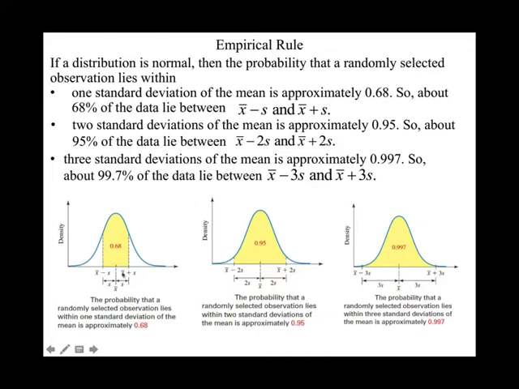And you need to remember that within one standard deviation means you plus one standard deviation or minus one standard deviation. They are about 68%. Plus or minus 2 standard deviations will be about 95% of the data. If you plus or minus 3 standard deviations, they are about 99.7% of the data.